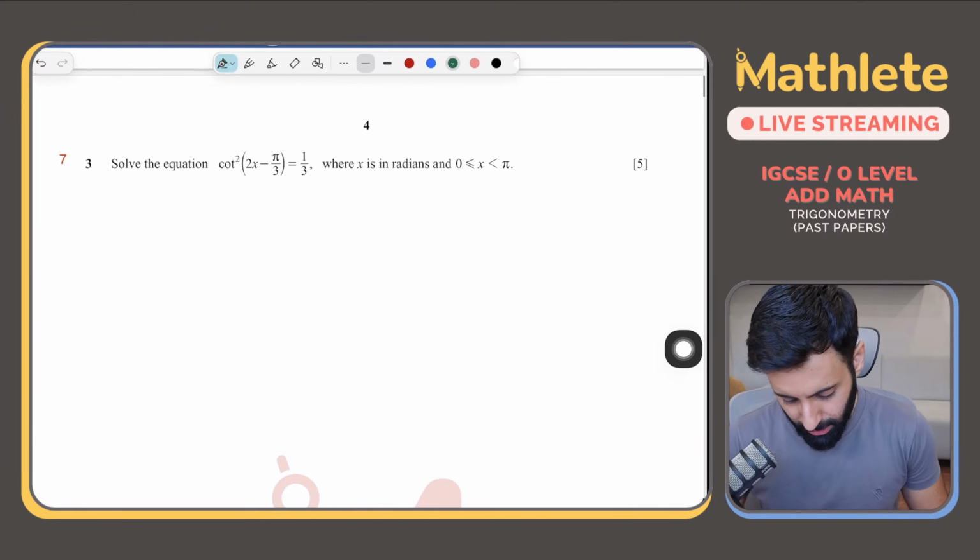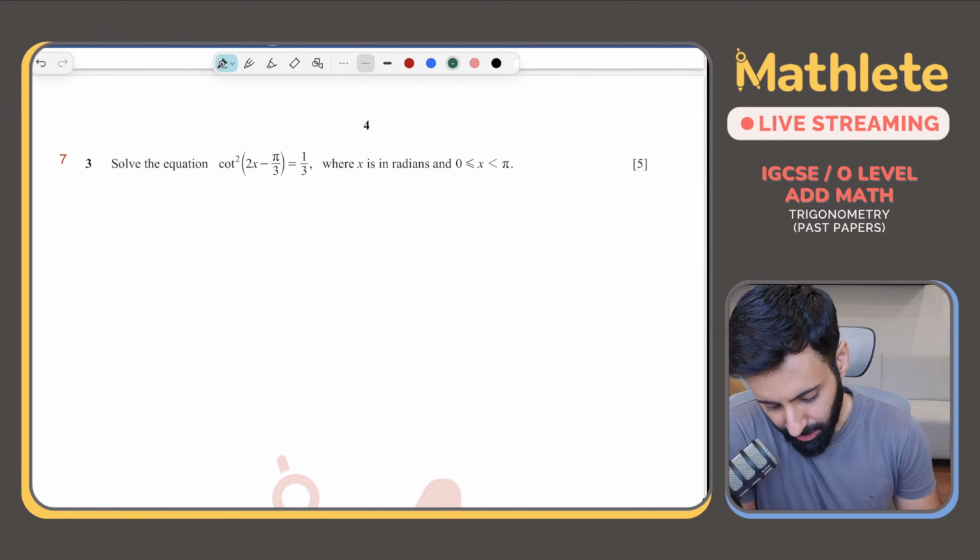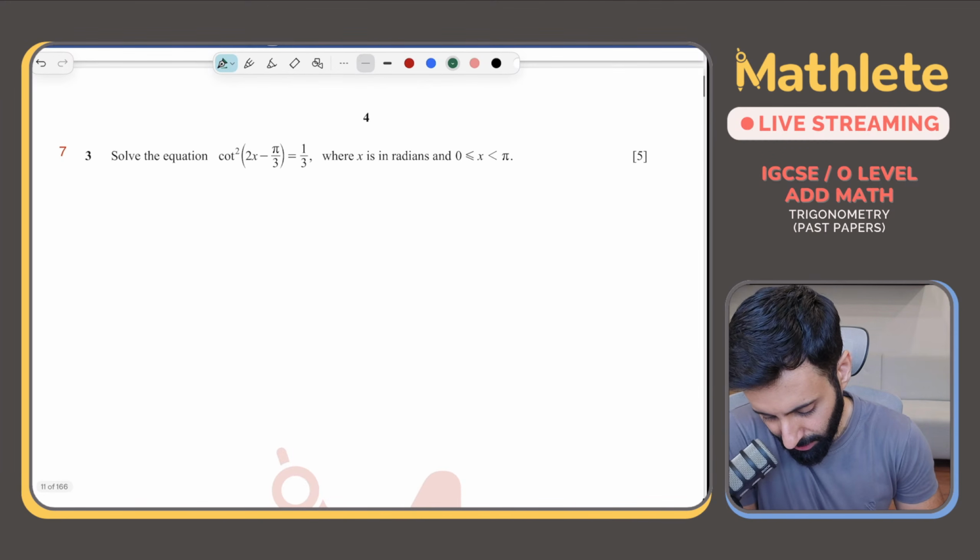Solve the equation cot square (2x minus pi upon 3) equals 1 upon 3, where x is in radian and x is greater than or equal to 0, less than pi.